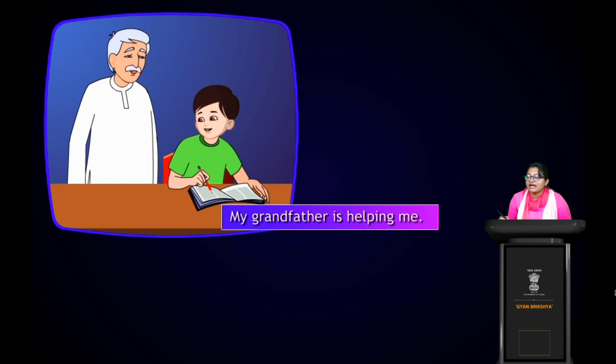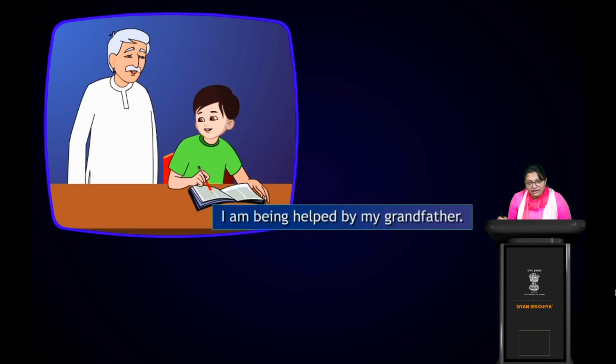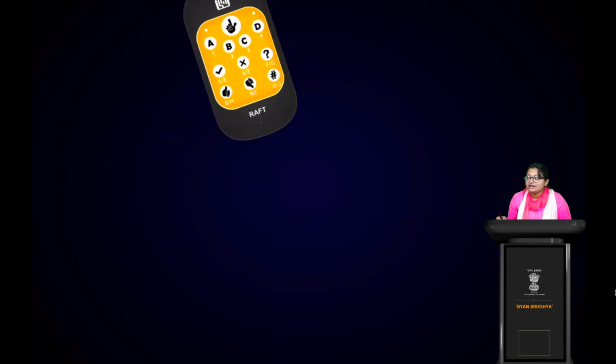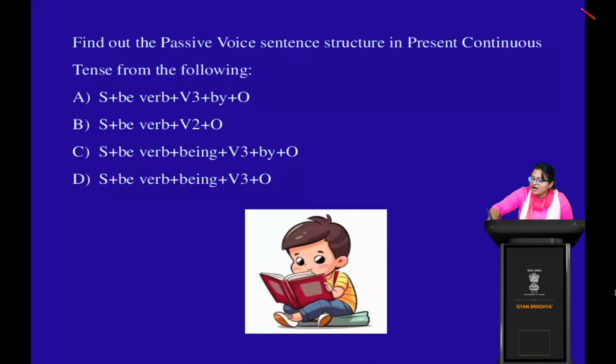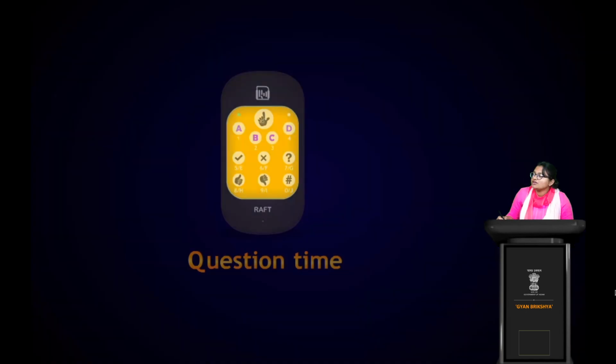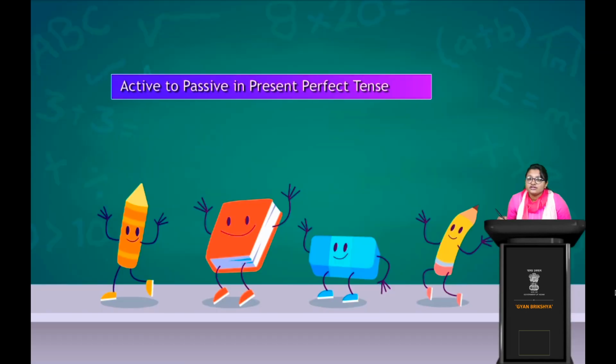My grandfather is helping me. Okay, my grandfather is helping me, again ing. So I am being helped by my grandfather, right? So this is how it goes. Okay, now we have done revising present indefinite and present continuous.